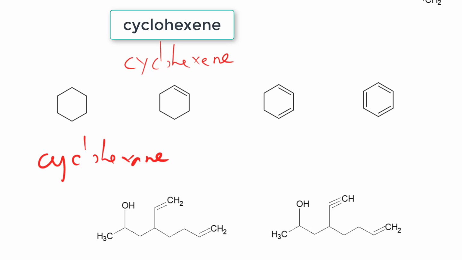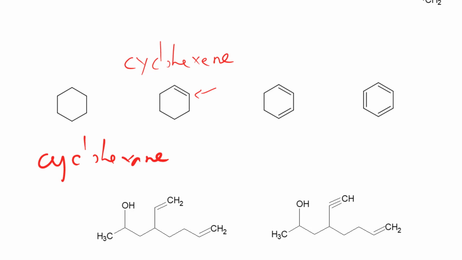There's no need to say the number 1 carbon here because there's no other functional groups on here, so there's no need to reference it at all. When we move on and add in a second double bond, so this is now a cyclohexadiene, now we need to start indicating where the carbons are.